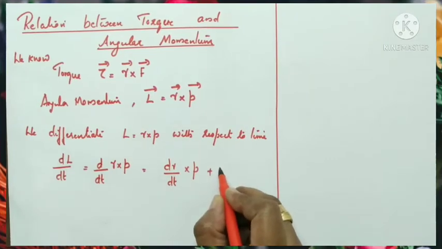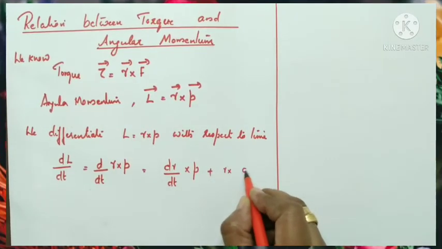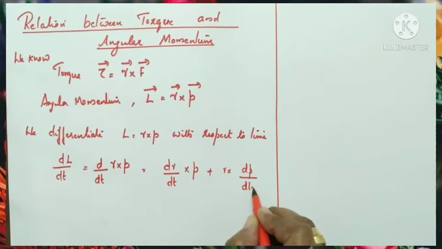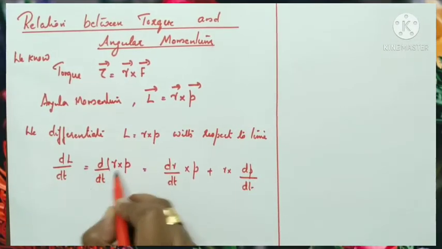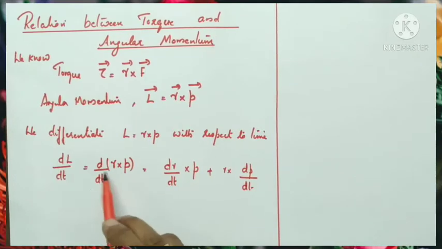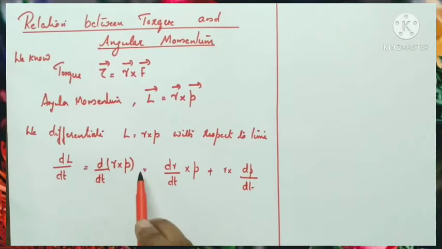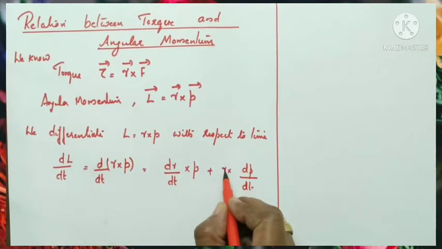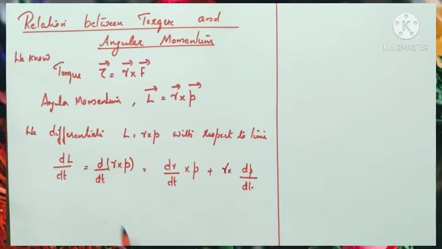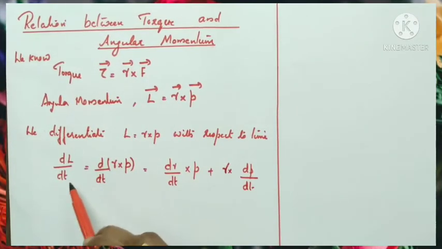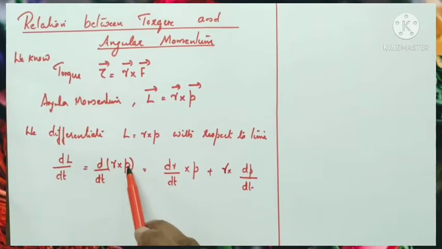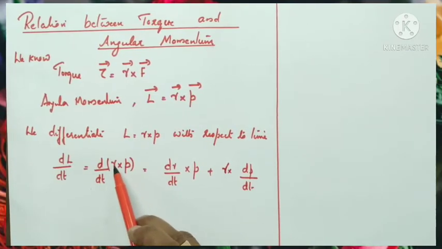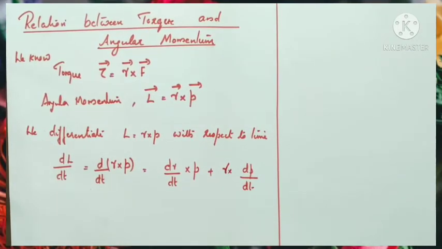plus r cross dp/dt. This is the method. d/dt of r cross p can be differentiated like this: dr/dt cross p, that is the first term, plus r cross dp/dt. This is r cross dp/dt, cross product. So dL/dt, that is differentiating angular momentum with respect to time, is d/dt of r cross p, and this can be differentiated like this: dr/dt cross p plus r cross dp/dt.